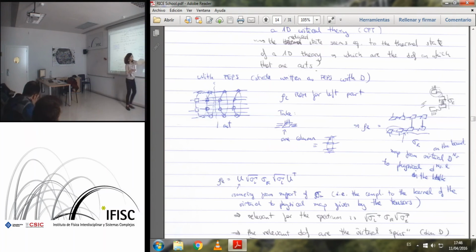You can imagine that you are doing this thing here. Imagine that this is wrapped around the cylinder, and you do this contraction, and at the end you end up with something which looks like this. So you end up with a one-dimensional structure. And this is a very natural way of realizing this holographic connection, because it tells you that the degrees of freedom on which this equivalent or related one-dimensional theory lives are the virtual degrees of freedom.